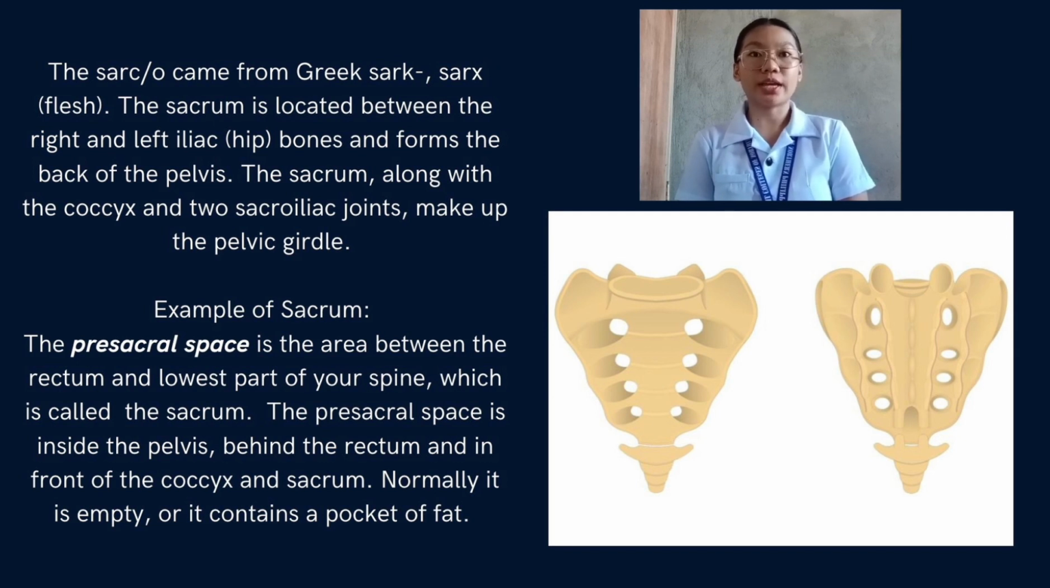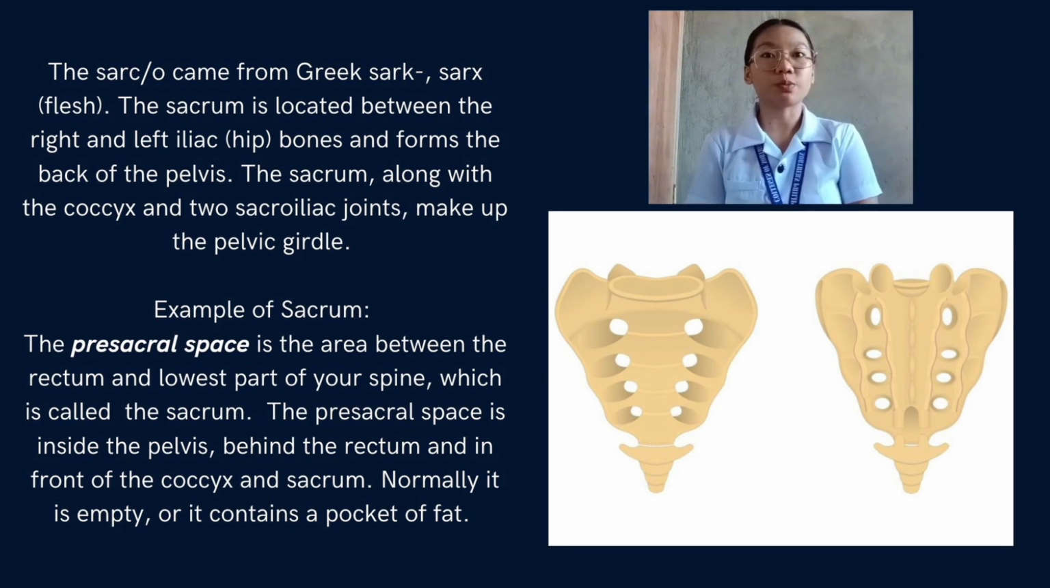The sacrum is located between the right and left iliac or hip bones and forms the back of the pelvis. The sacrum, along with the coccyx and two sacroiliac joints, make up the pelvic girdle. Example of a sacrum is the presacral. The presacral space is the area between the rectum and lowest part of your spine, ay tinatawag nating sacrum. The presacral space is inside the pelvis, behind the rectum and in front of the coccyx and the sacrum. Normally, it is empty or it contains a packet of fat.